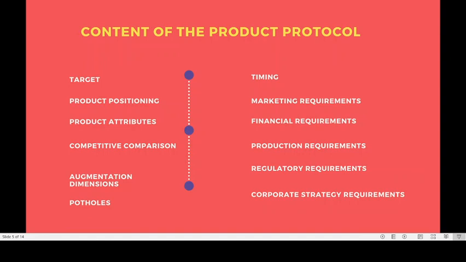What about product attributes? In terms of product attributes, it's actually defining the product. There are three types of product attributes, which are features, the form of features, the function of it, and the benefits.